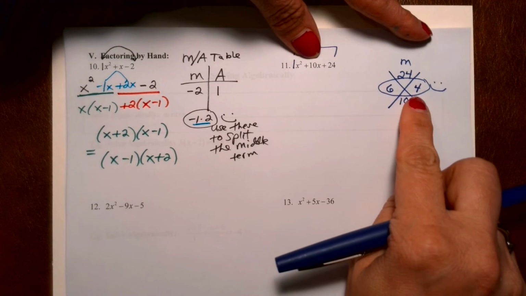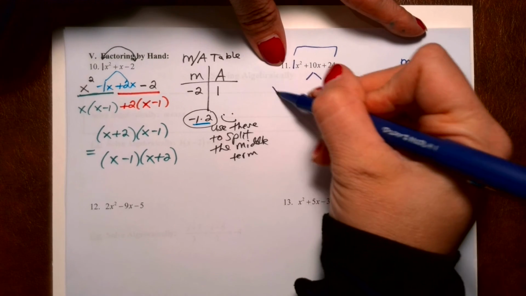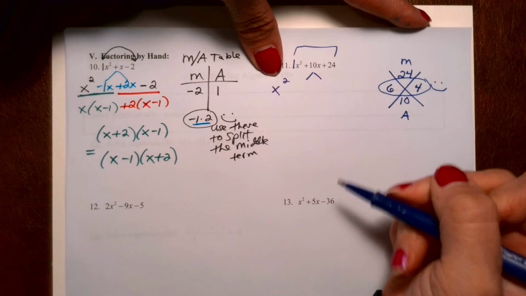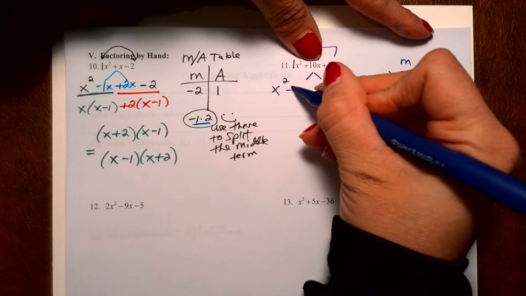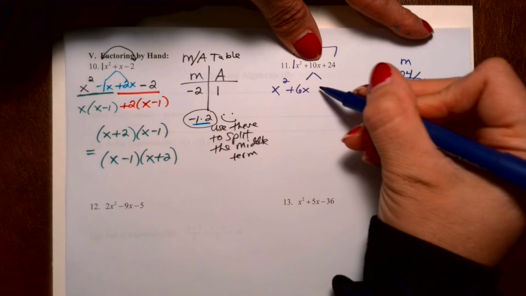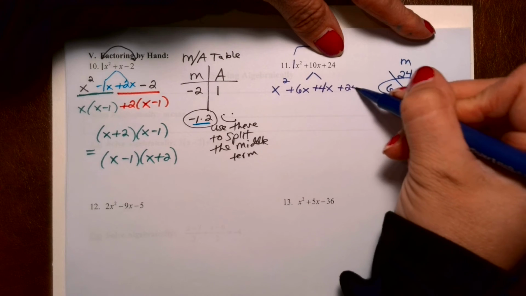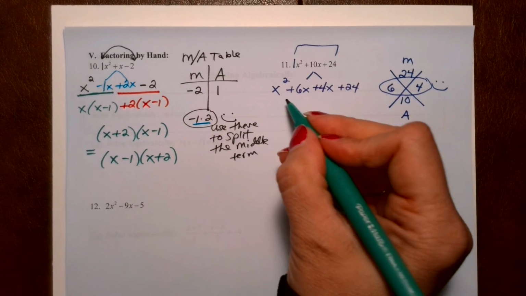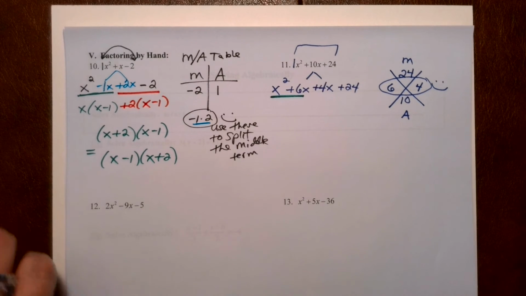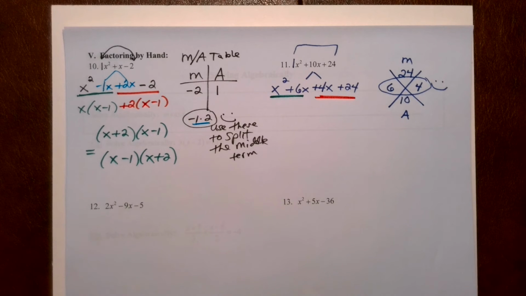Now, what do we do with those numbers? We're going to come over here, and we're going to split the middle. So x squared, you just write like that. But instead of 10x, we're going to write plus 6x plus 4x. And then don't forget to write plus 24. Now you do factor by grouping. We've got group 1, and we've got group 2. Remember how we said you have to underline? You don't have to underline.